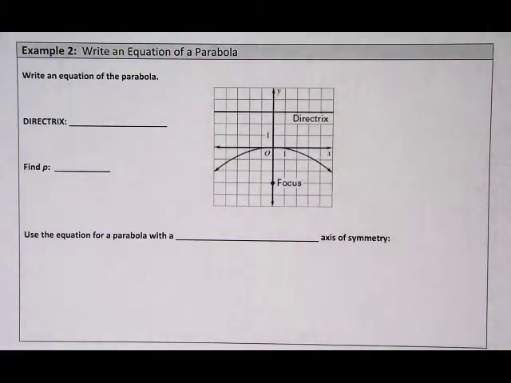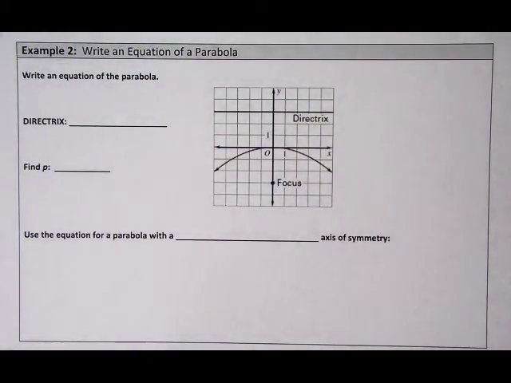So last but not least, we're going to look at example 2. Example 2 is giving us a graph, and we need to write an equation of the parabola. So we're going to have to extract the information that we need from this graph, since we're coming up with the equation and we're not graphing it. So we're kind of going backwards a little bit.